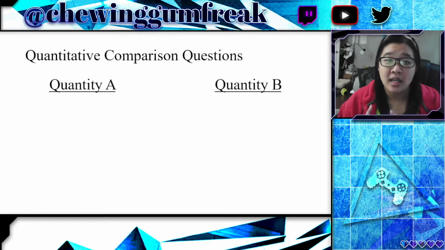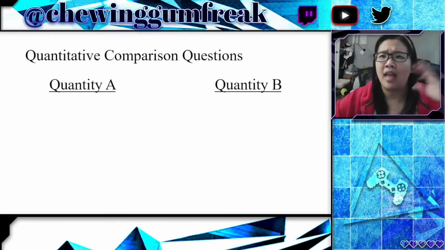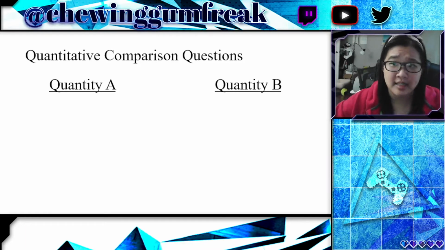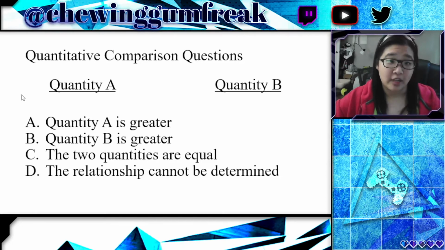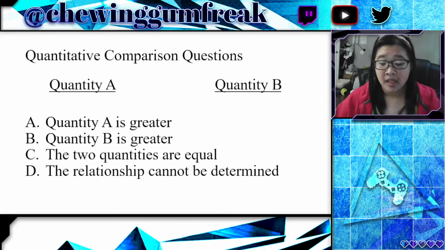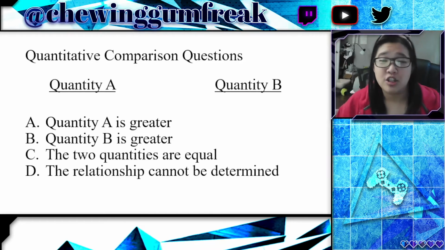So this is another video in my series talking about quantitative comparison questions, which are pretty unique to the GRE and may give you a little bit of trouble because of that. But how they work is that there may be some sort of description and then you will be given two quantities. So just like this, you will see quantity A and quantity B. And you have four answer choices, which are always the same. Either quantity A is greater, quantity B is greater, the two quantities are equal, or the relationship between them cannot be determined.